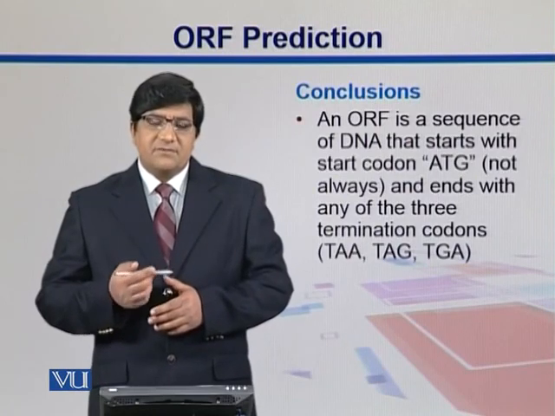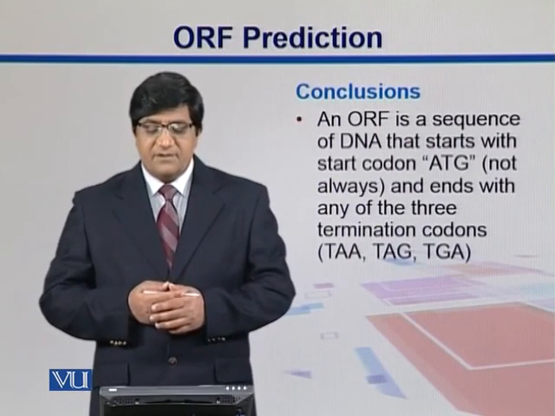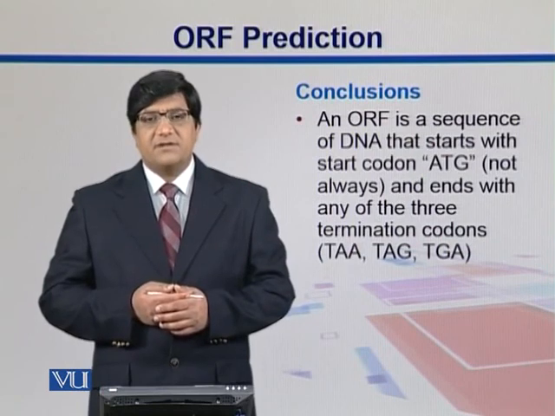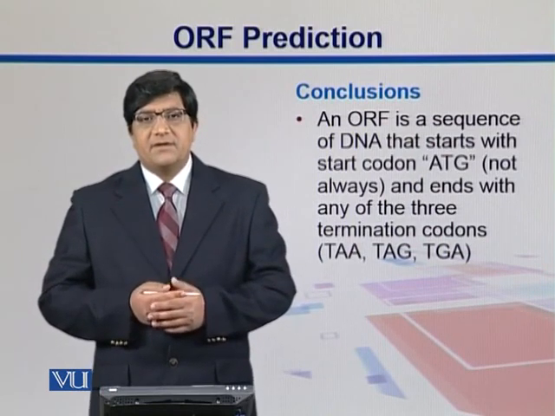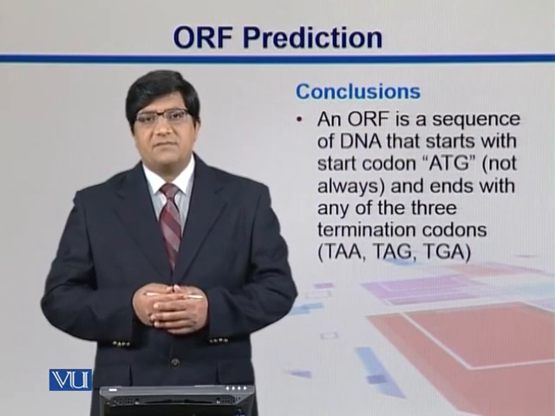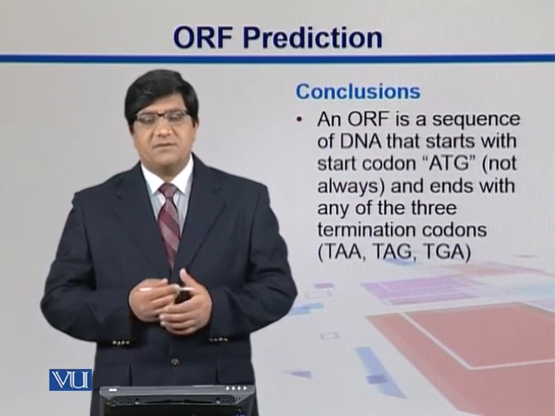So far in this section, what we have seen is that an ORF is a sequence of DNA that starts with ATG and ends with any of the stop codons. And there are 6 reading registers as far as finding those ORFs from a sequence is concerned.